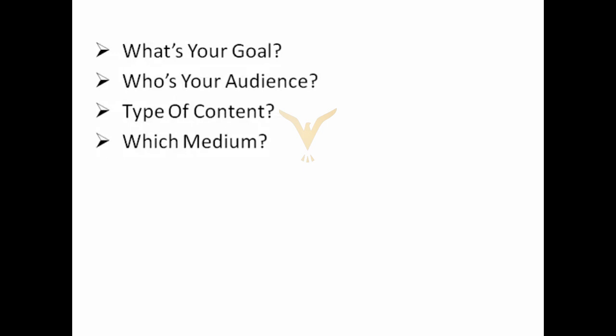Like selling things, more viewers, likes, shares, or sharing things. Then who's your audience? Like learners, maybe women, maybe kids, maybe men, whatsoever. Then type of content. Your content should be so powerful, so relevant that you rank at the top of the search engine. Then which medium you are going to choose? Like YouTube, Amazon, Flipkart, Yahoo, Google, Firefox, all these are your mediums. So all these things you should know before starting with SEO.